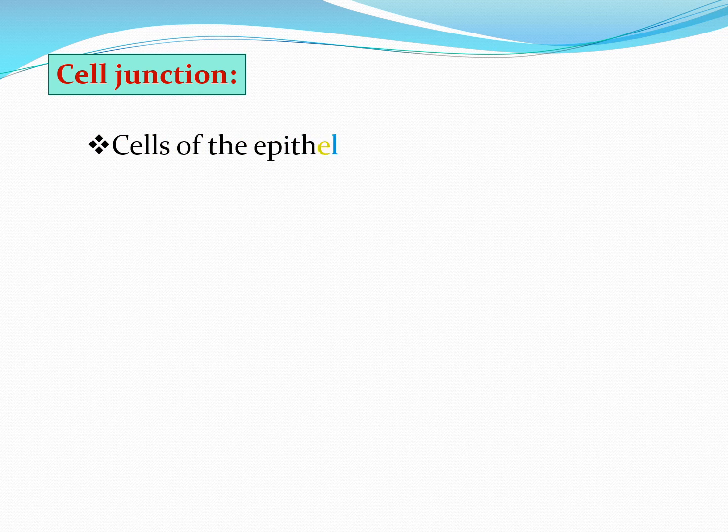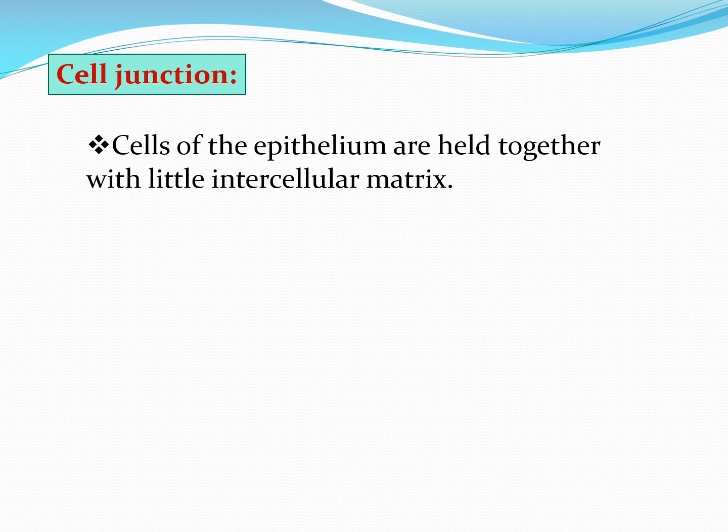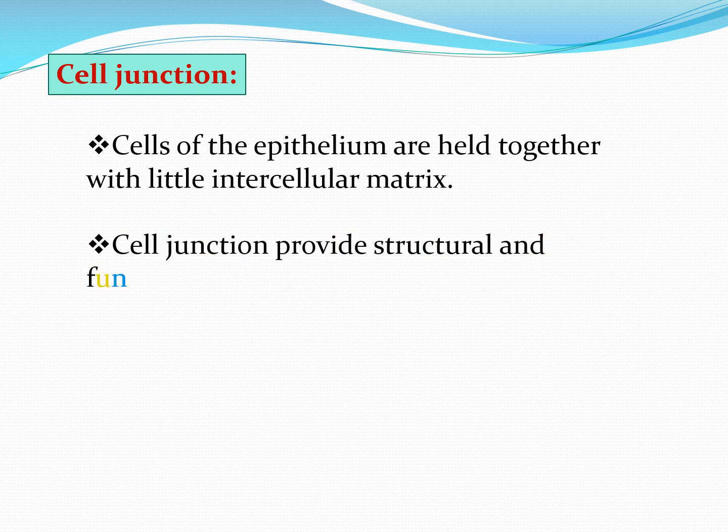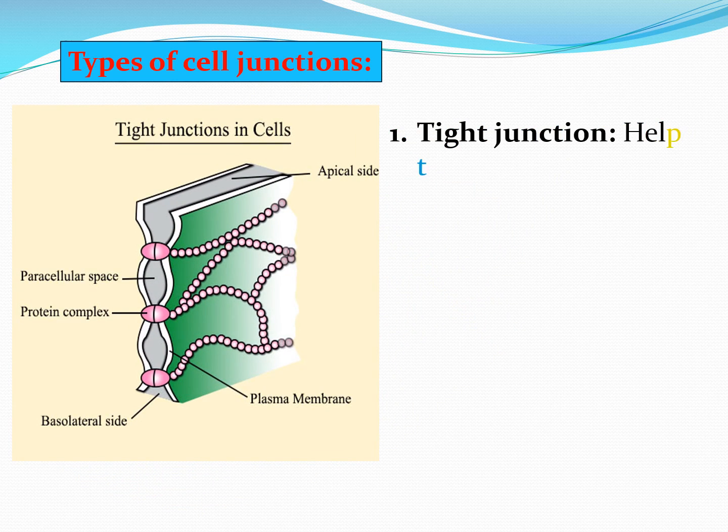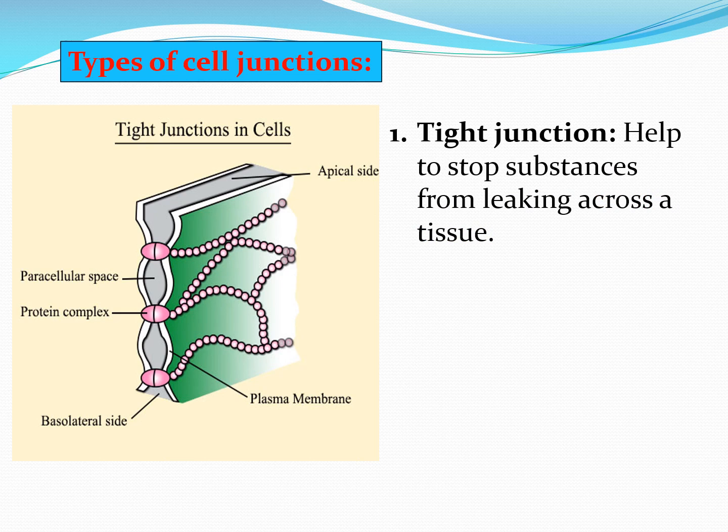Let us see the cell junctions. Cells of the epithelium are held together with little intercellular matrix. Cell junctions provide structural and functional links between the cells. There are 3 different types of cell junction mainly. In that, the first one is tight junction. So tight junctions help to stop substances from leaking across the tissue.